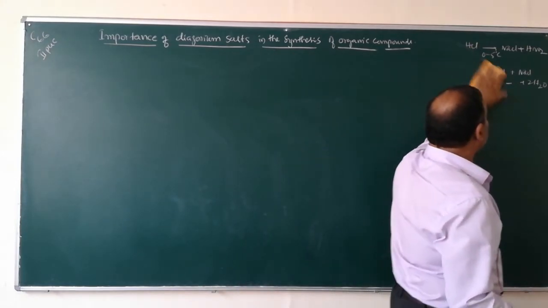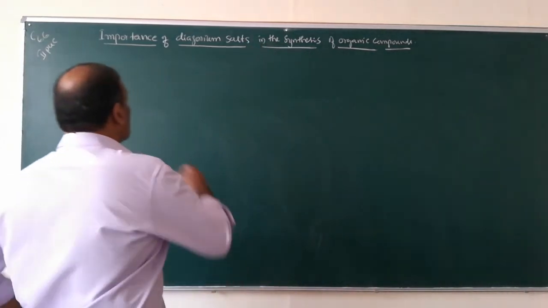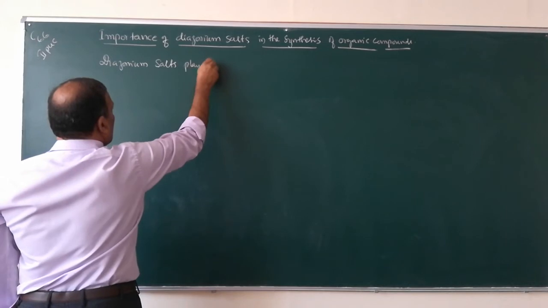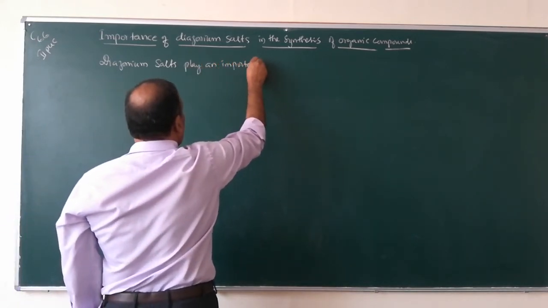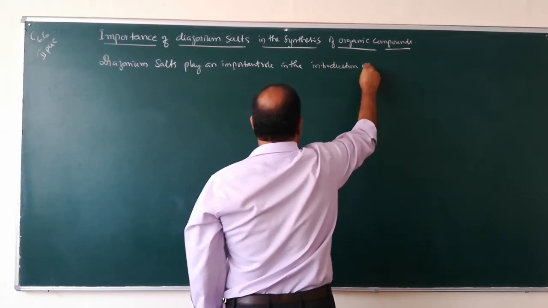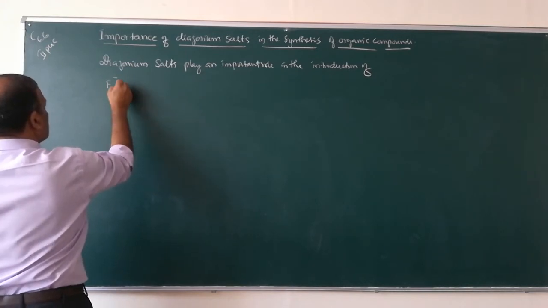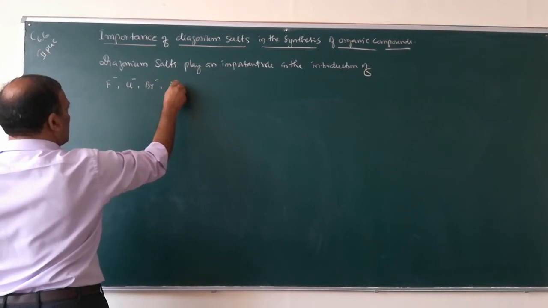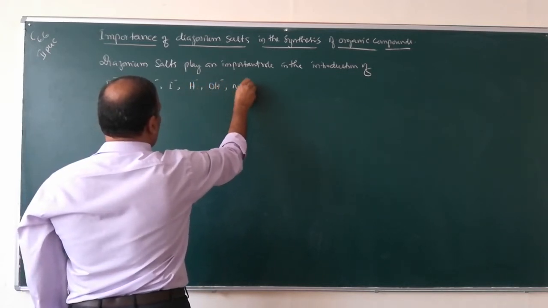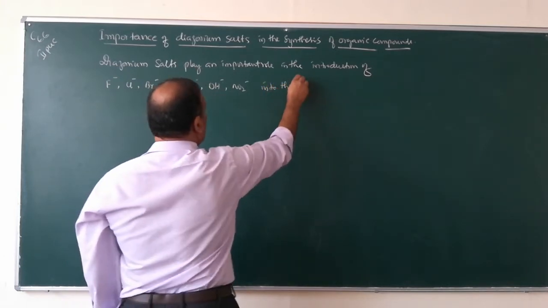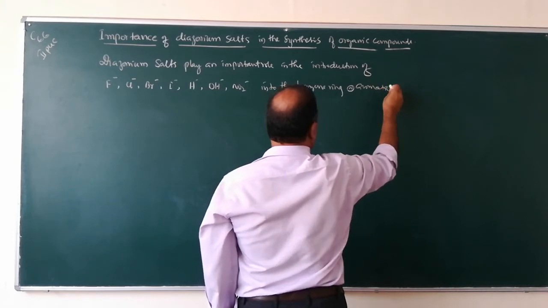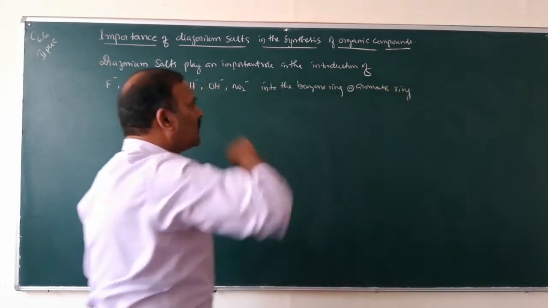So write down the first sentence. Benzene diazonium salts or diazonium salts play an important role in the introduction of F minus, Cl minus, Br minus, I minus, H minus, OH minus, NO2 minus into the benzene ring or aromatic ring.